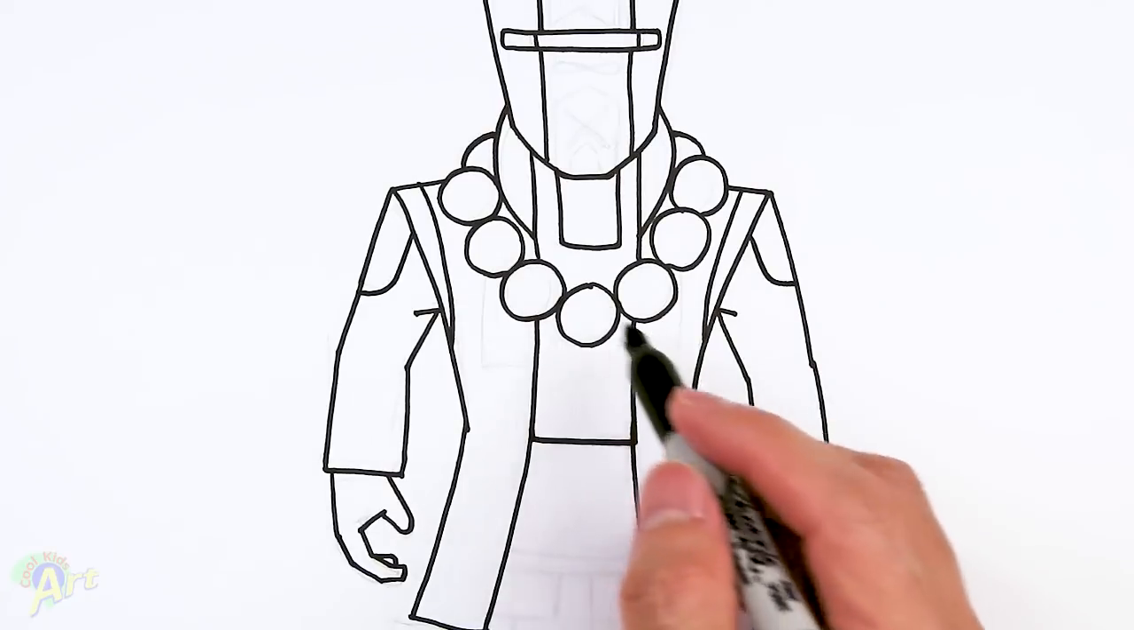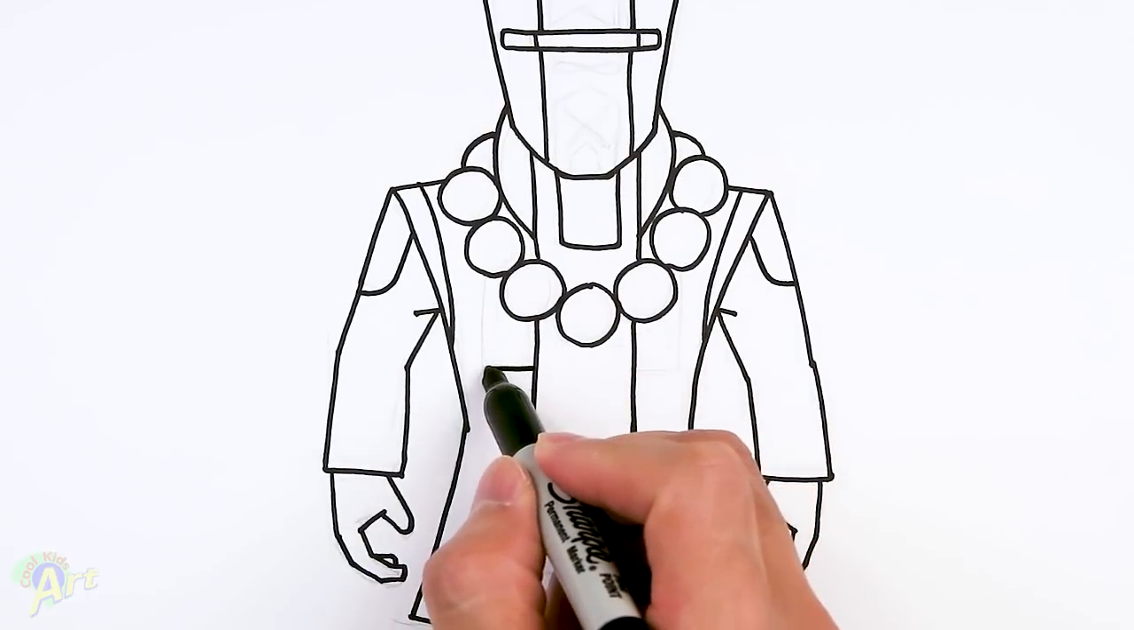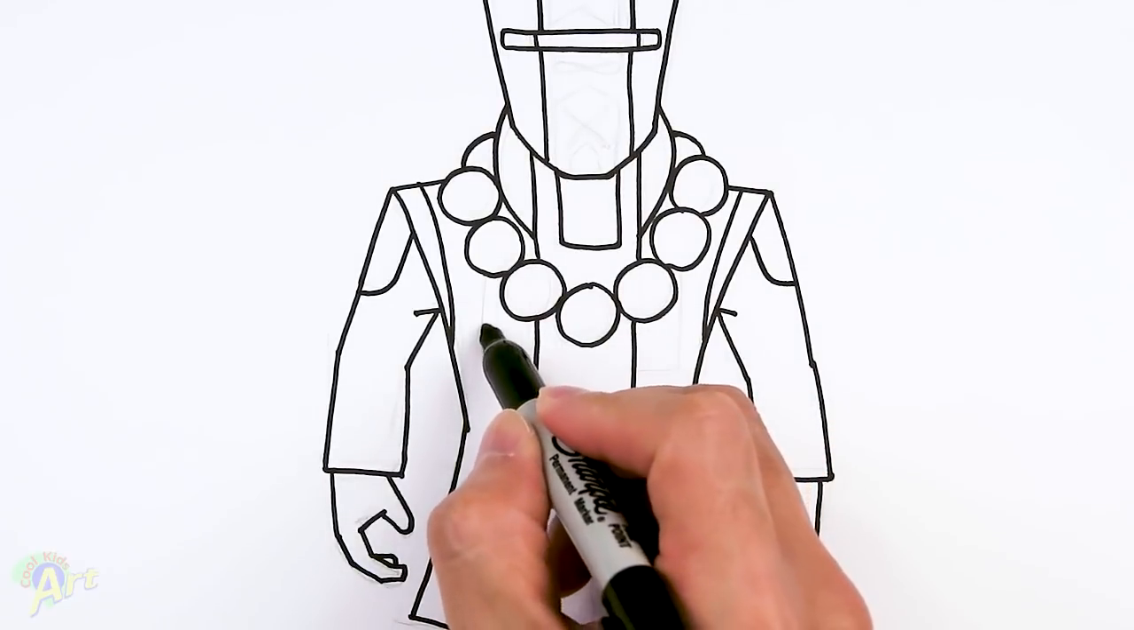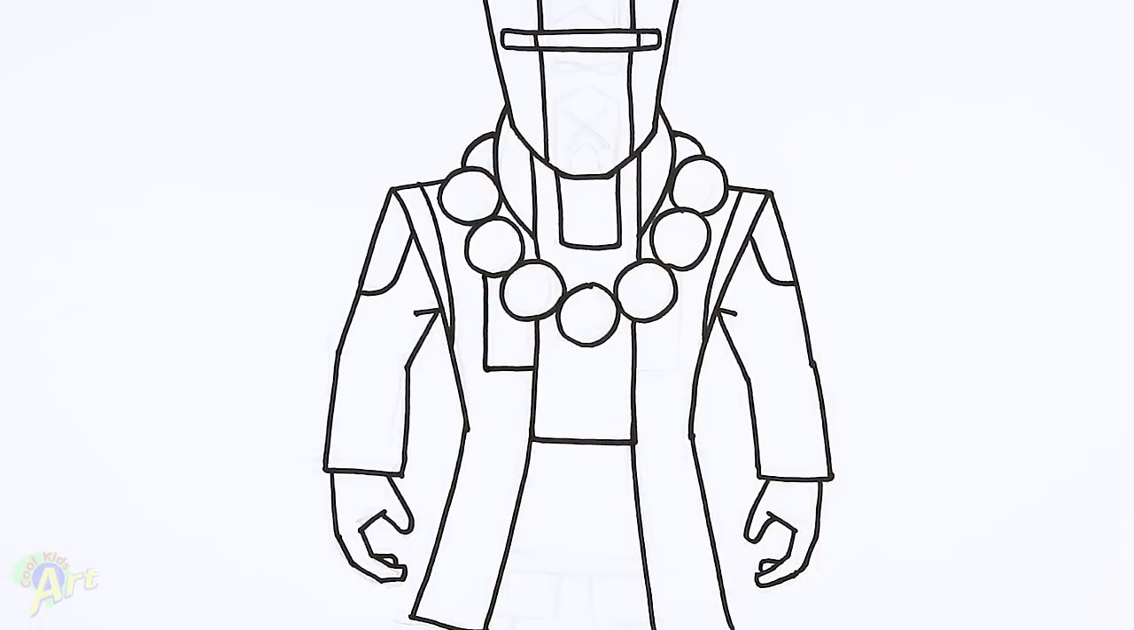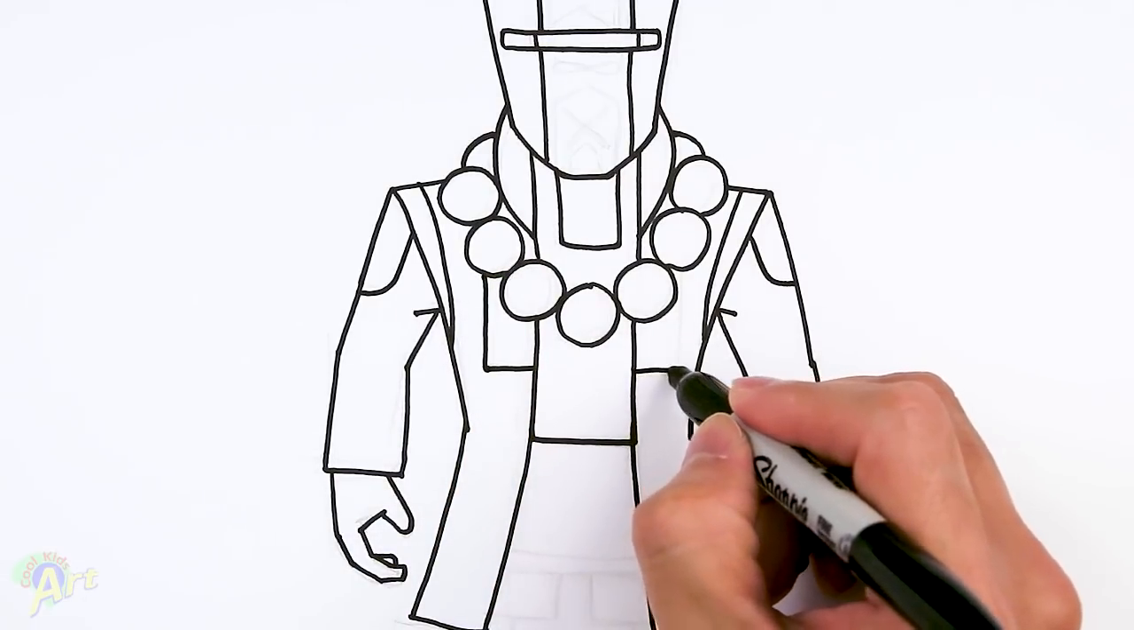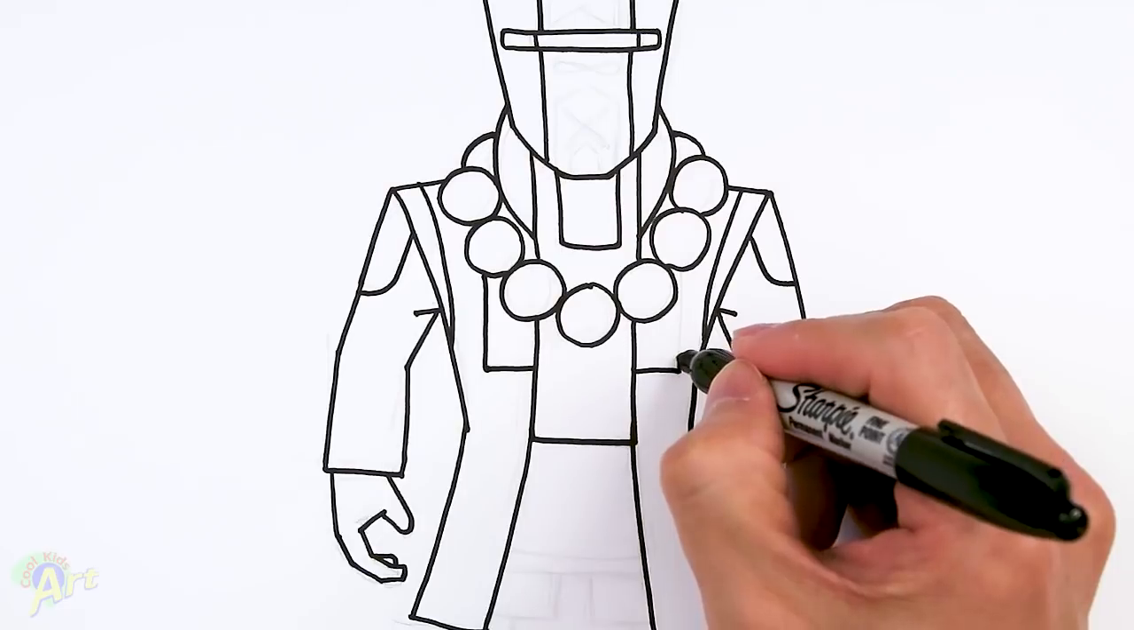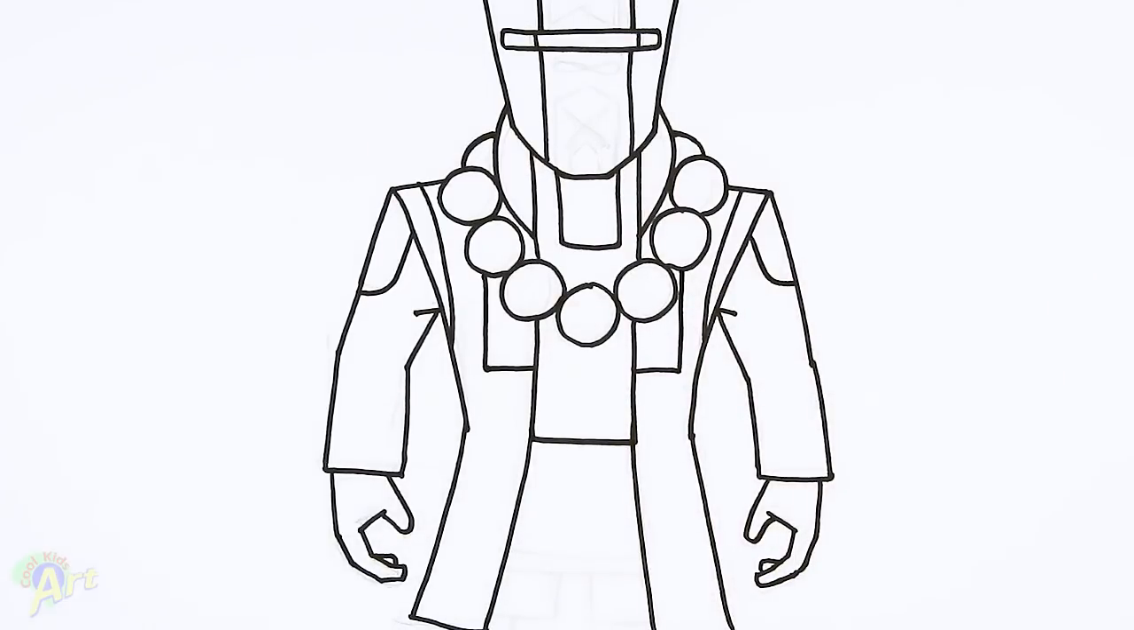And then the middle here, it's got a little patch here. So start here and then just go up. And we won't see it because it's behind his necklace. So come out and just go up until it disappears.